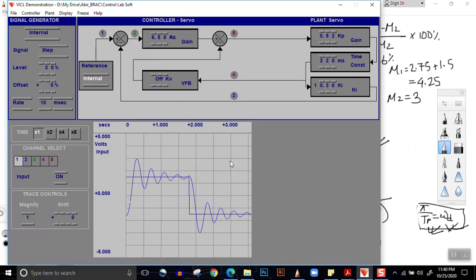In the next experiment, we'll try to explore the trade-off and we'll try to find a solution to it. That's all for this experiment.